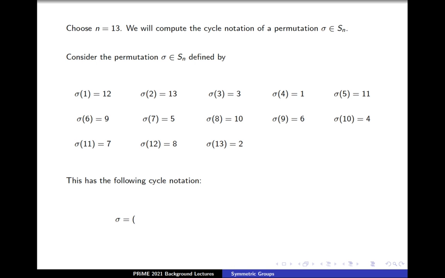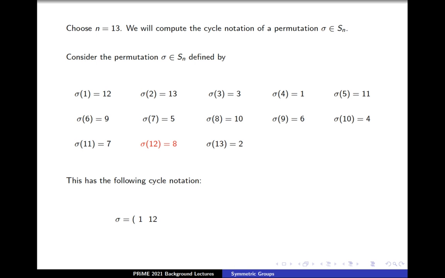Okay, so first we'll look for the first number, the lowest number that has not yet appeared, which is 1, and we'll write that in our cycle. The algorithm then says we look at what is sigma of 1. That's 12. 12 is different from 1, so we'll write that next to the 1 in the cycle.